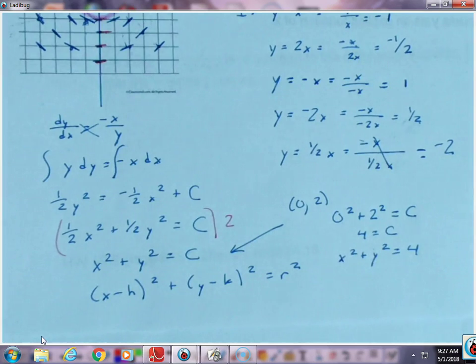0, 0, yes. Is that what you said? I just couldn't hear you. And then the radius? No? 2. Radius of 2. Okay. All right.